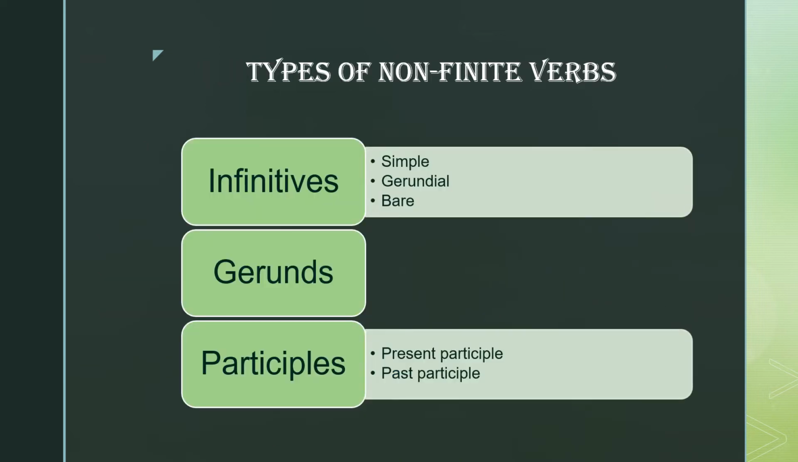Types of non-finite verbs. We have three types of non-finite verbs. Infinitives: these generally will have the word to before the verb. These are of three types: simple, gerundial, bare. Then we have the second type of non-finite verb, which is gerund. And the third type of non-finite verb is participle. Participle also can be divided into two categories: present participle and past participle.